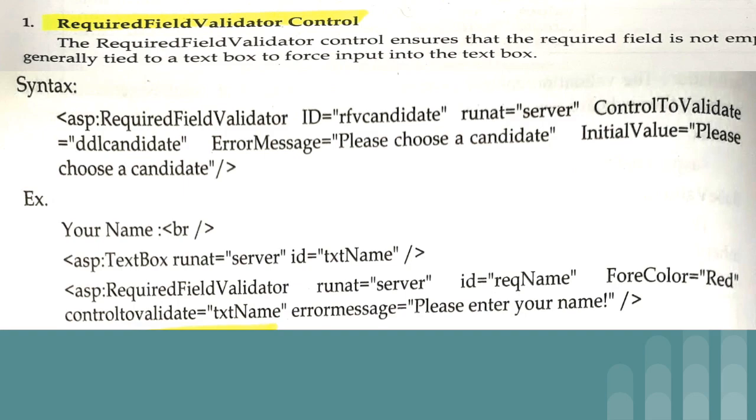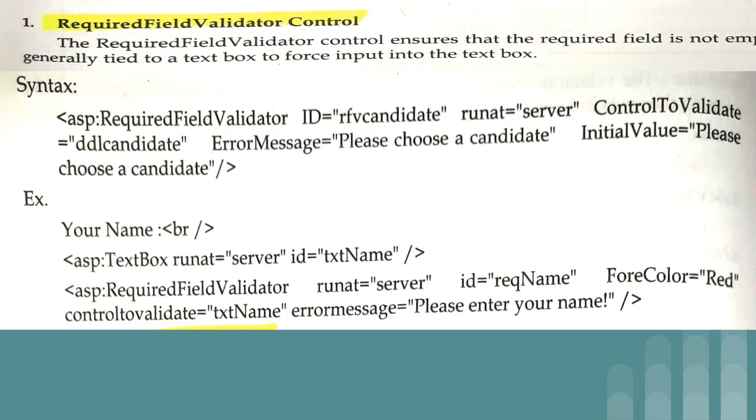And as I told you, there is a very important property of the required field validator, that is ControlToValidate. So now I want to make the txtName text box mandatory, right? And this is the reason why ControlToValidate equals txtName, I have written the name of the text box.